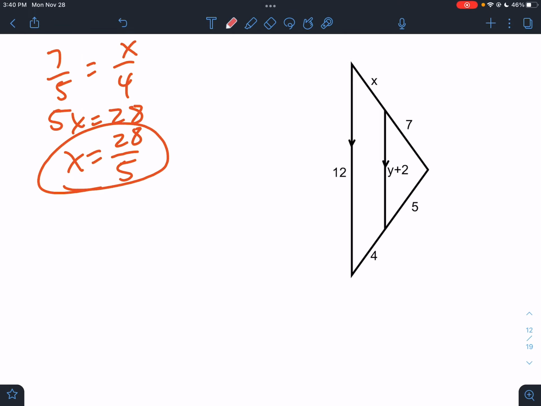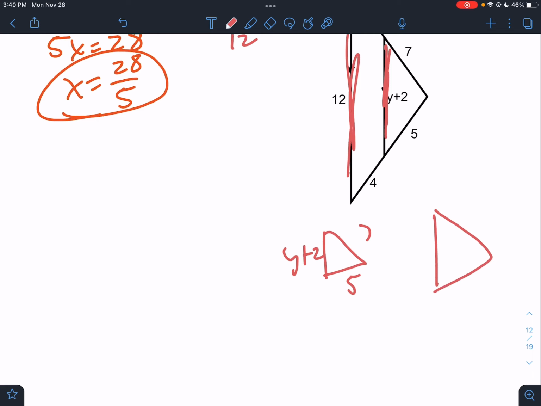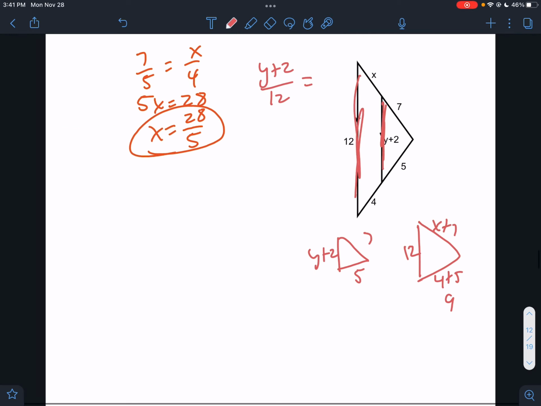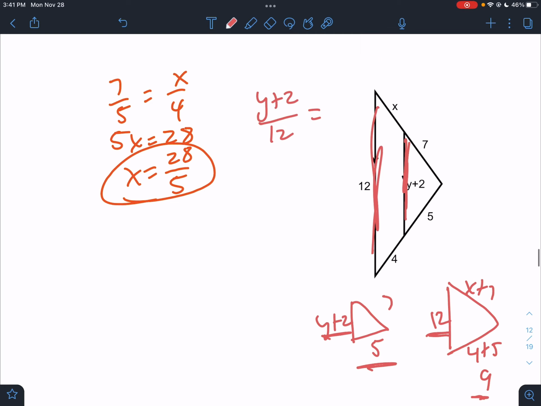How about the other situation? What does y plus 2 have to go over? 12. Well, that is the parallel lines. If you're using the actual parallel lines, you got to look at the triangle. So if you were to redraw the 2 triangles, you have 7, 5, and y plus 2. That's the small one. The big one, we have x plus 7, 4 plus 5, which is 9, and 12. So if I do y plus 2 over 12, can I do 5 over 9? Yes. If I do the small over the big, I have to do the small over the big.